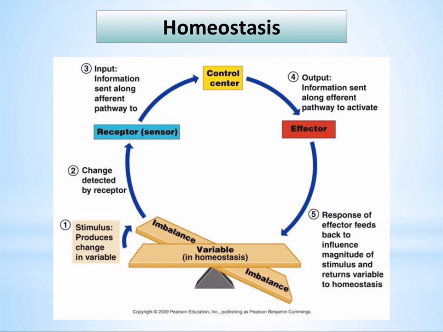And as the effectors change the balance back to within the normal range, then they are switched off. So that's called a negative feedback mechanism. Very important, this, and so you'll come back to this generic model on a number of different occasions.